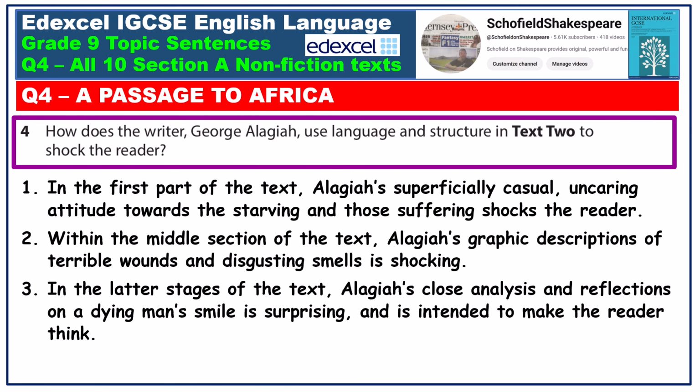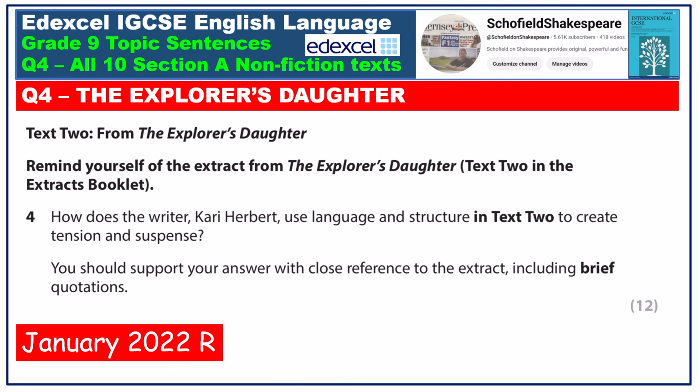Time to move now onto that classic, that favourite of so many of my pupils, The Explorer's Daughter. In January 2022, the question was, how does the writer use language and structure in text 2 to create tension and suspense? Time now for you to write 3 or 4 very specific, detailed, intelligent topic sentences with perhaps some more sophisticated word choices to show off a tad. Go on, press pause now.